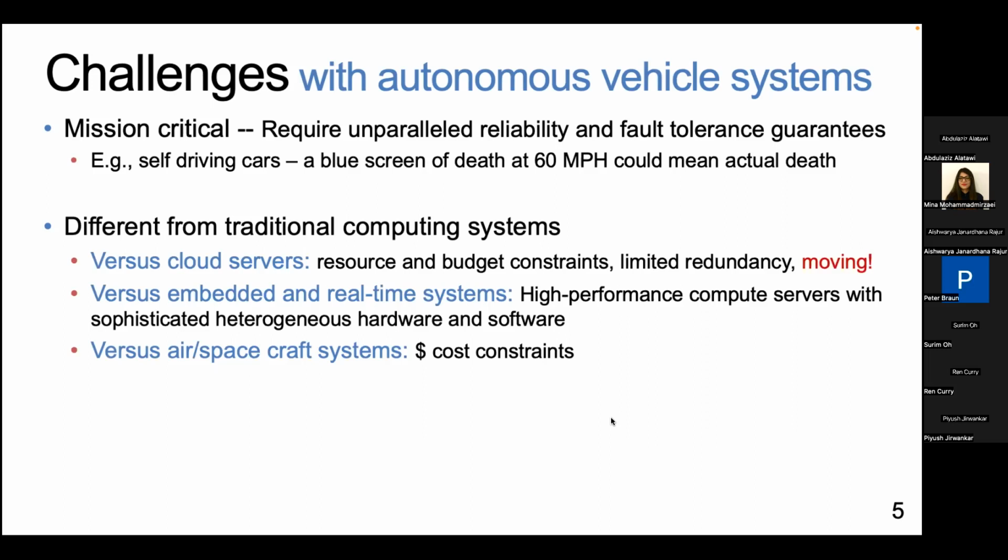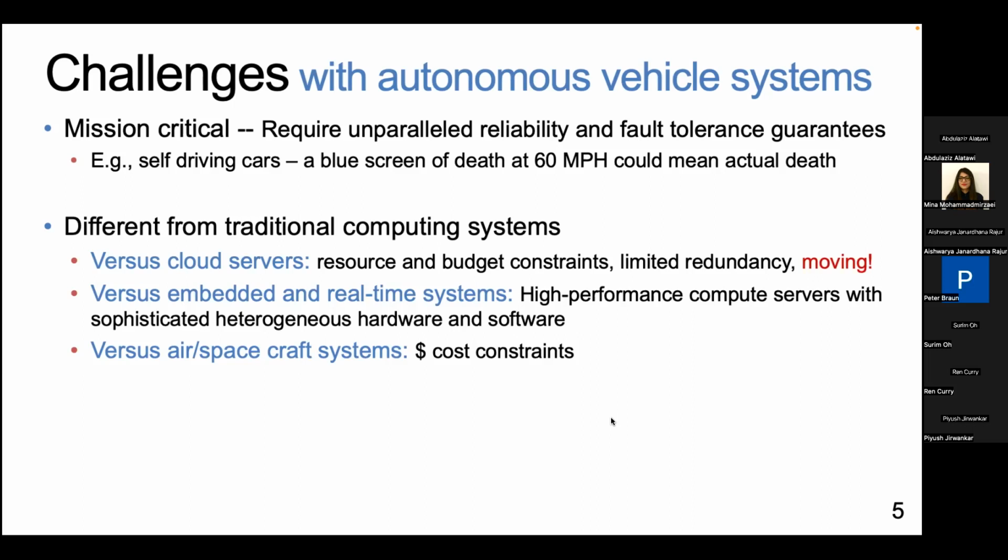But at the same time, the computer system on the self-driving car, including its design and resource allocation, is very different from traditional computer systems. Let's compare self-driving car systems versus the different types of computer systems we have worked on a lot in the past decades. Versus cloud servers, I know many of you have been working on cloud systems. Cloud systems have a lot of redundancy, and the budget constraints are much more relaxed compared to having just one or a couple of computing nodes on the car, and that's it.